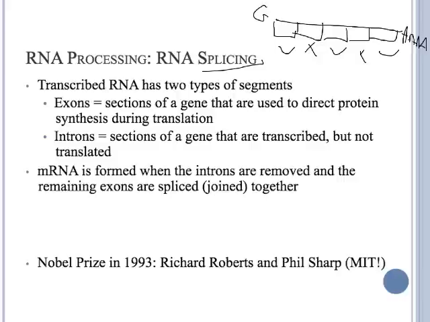The parts that are used are called exons, and the parts that are not used are called introns. These names make sense because exons stand for expressed regions. These are the regions that are going to be expressed into protein. And introns are the in-between non-used sequences. So what basically happens is the mRNA is going to get cut up, the introns are going to get removed, and the exons are going to be spliced, which means joined together.